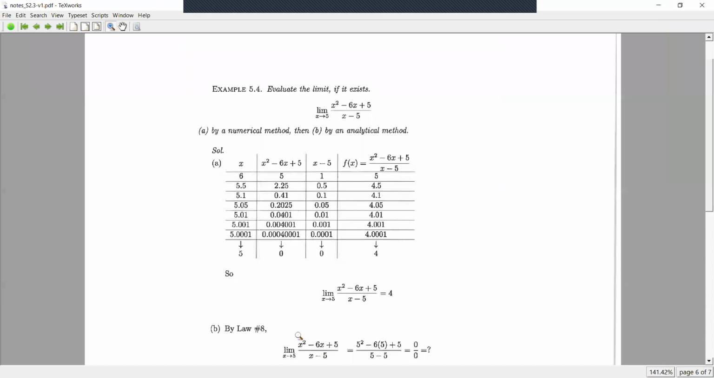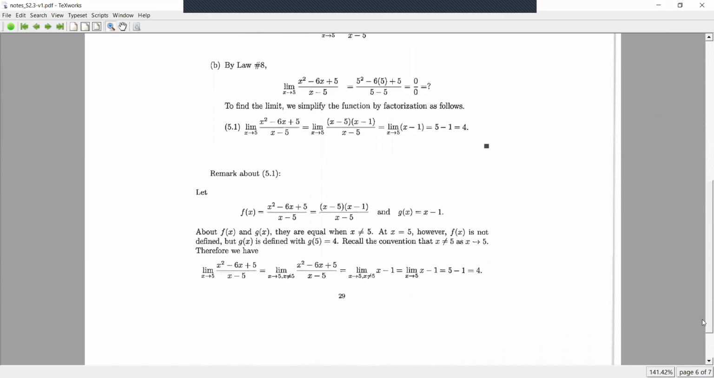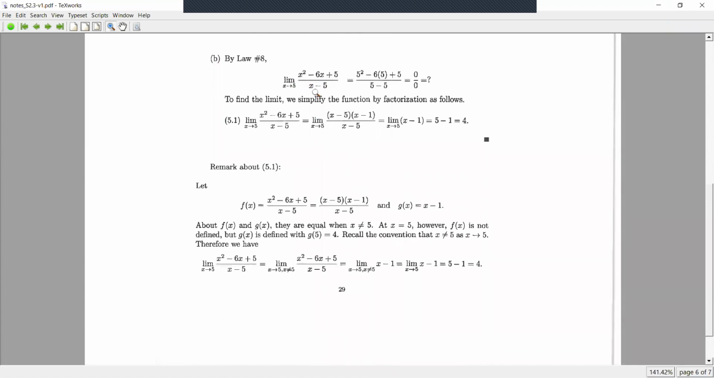Now, go back to the solution to part B. To find this limit, I plug in the number 5 in x. Then I have this number. This number is 0 over 0, not computable. Some people may then suggest that this limit doesn't exist.